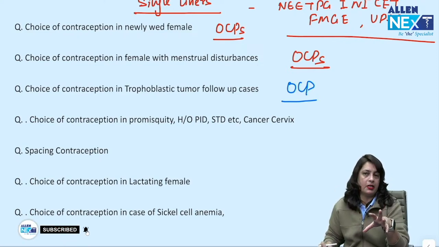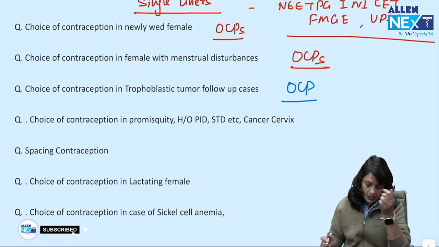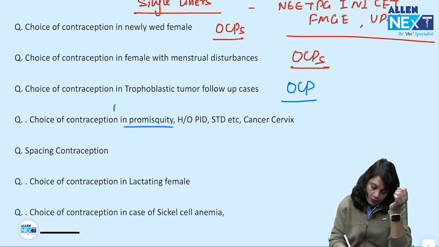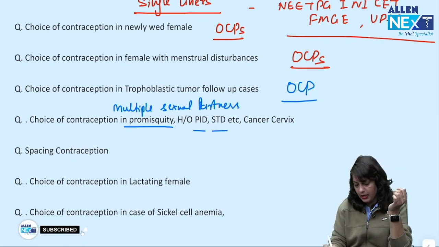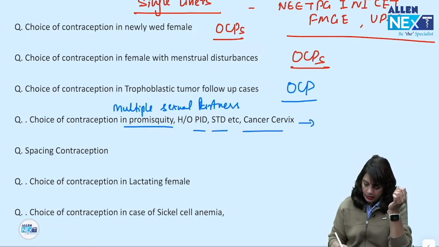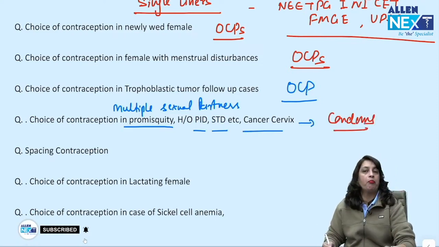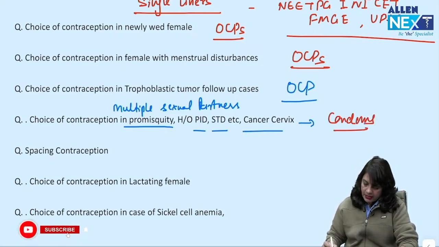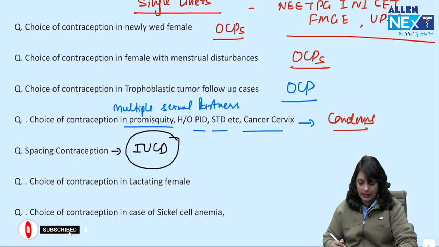So, best contraception in that case will be OCPs. Next, choice of contraception in case of promiscuity. Promiscuity means multiple sexual partners. If there is history of STD, PID or cancer cervix, then the choice of contraception is condoms. That is a barrier contraceptive. Spacing contraceptive is always IUCD.